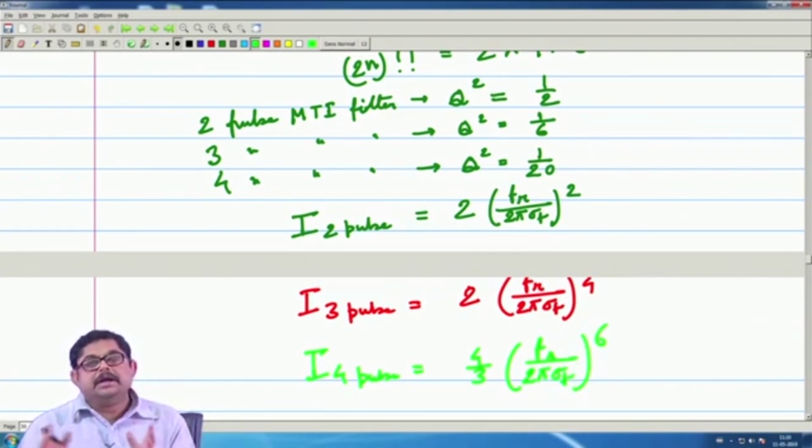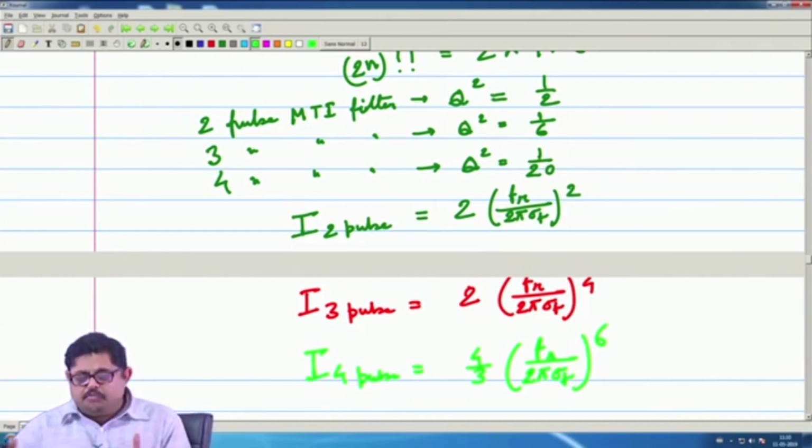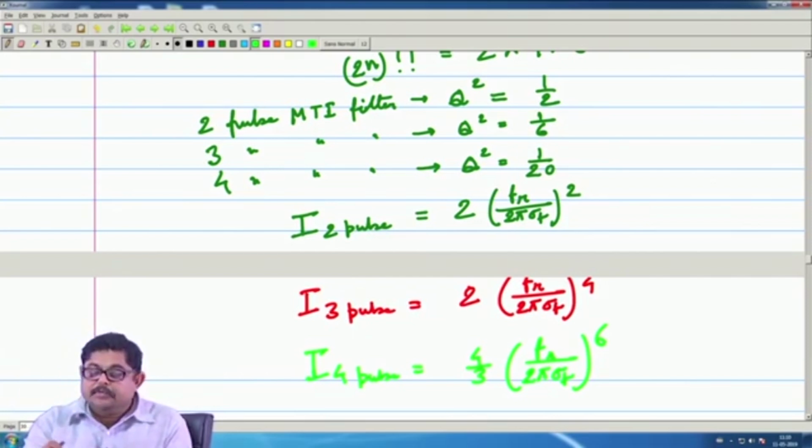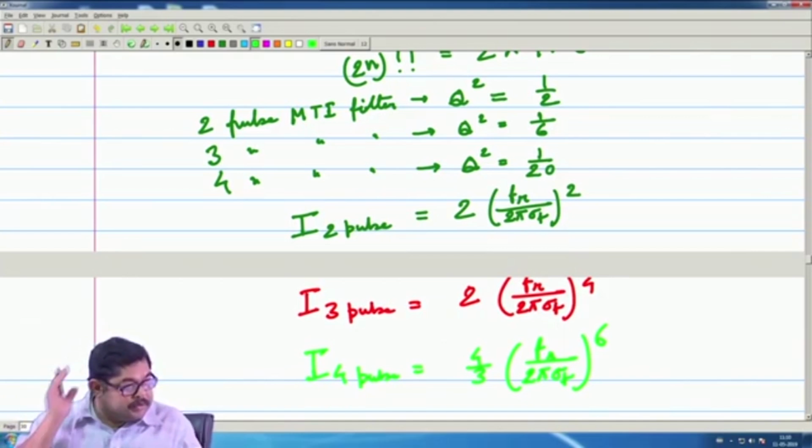So, you see that if we process more pulses, then the improvement factor goes with a square ratio. That means, for a 2 pulse it is FR square, for a 3 pulse it is FR whole to the power 4, and remember that FR divided by sigma f is a very huge number. So, you are getting a huge improvement.